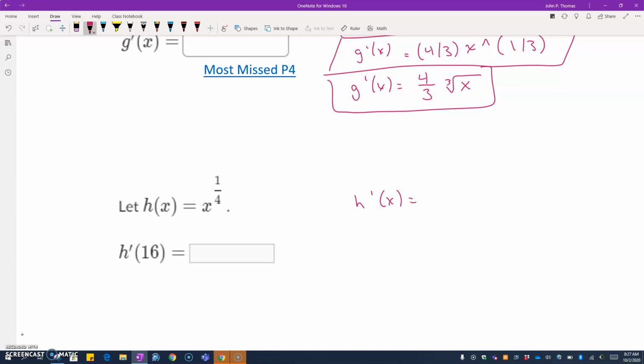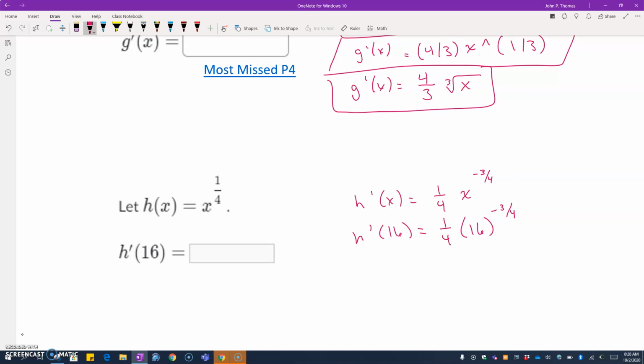We're going to apply the power rule, so we're going to bring that 1/4 out front, and then we're going to have x raised to, we're going to subtract 1. 1 is the same as 4/4, so we're looking at a negative 3/4. All right, it specifically wanted this at 16, so I think where our problem's going to be is not so much in the calculus, but in how the heck are we going to evaluate 16 to the negative 3/4.